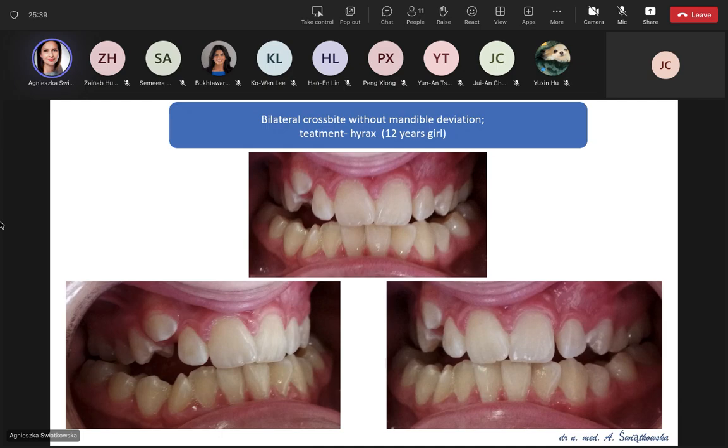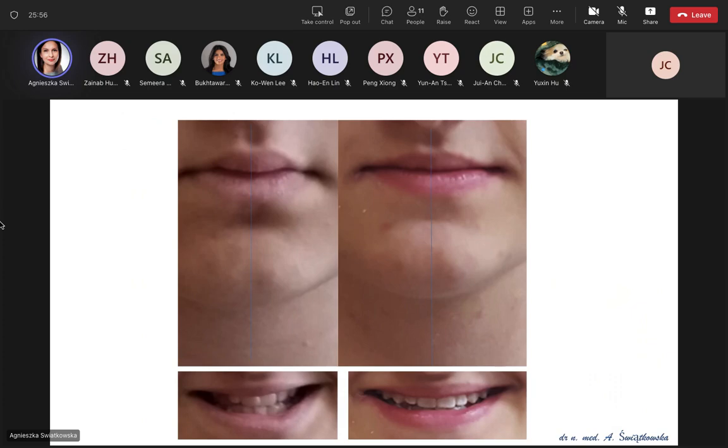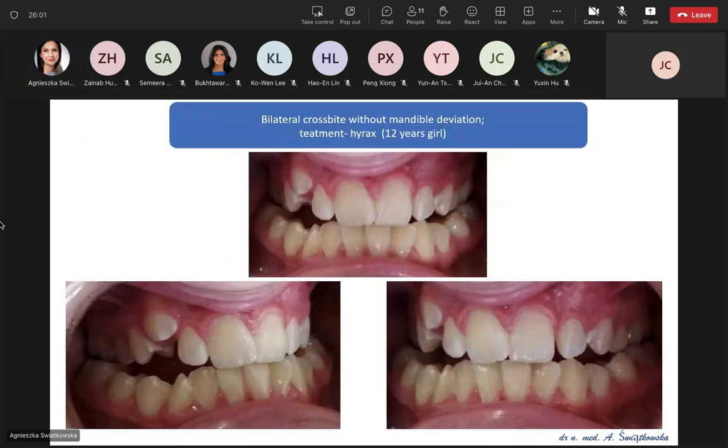Next patient is a 12 years old girl, and if you look at her, you see that she has a bilateral crossbite without mandibular deviation. Also, we don't see it here now, but on the face we can check that there was no mandibular deviation, and this girl has also underdevelopment of upper jaw, proclination of incisors in upper arch and retroclination in lower one.